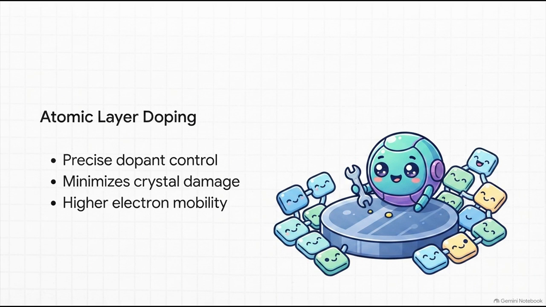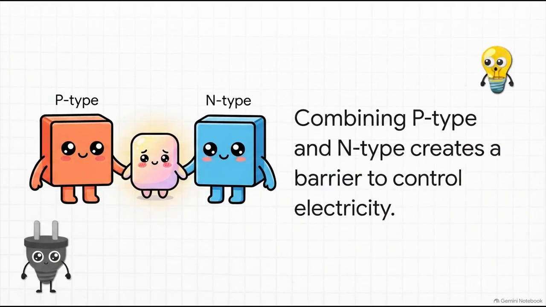This precision minimizes crystal damage, can actually increase electron mobility by an incredible 50%, and reduces leakage current by 10 times. This absolute mastery over impurities is what prevents our powerful smartphones from instantly overheating in our pockets, and it's exactly what allows our computer chips to get smaller, faster, and way more efficient every single year. Let's move to how this builds into the devices we use every day.